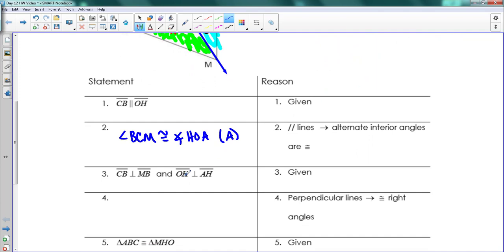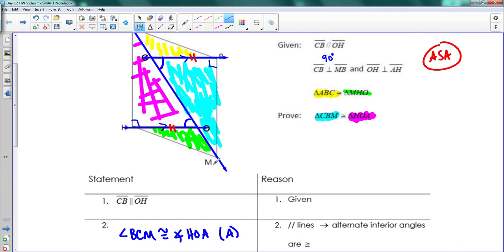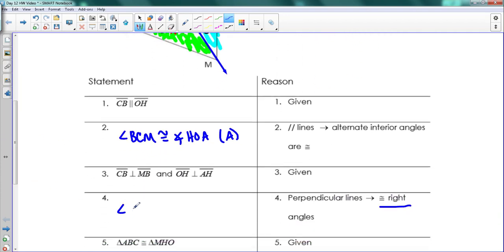Now, I knew that I had those perpendicular lines given, and perpendicular lines form congruent right angles. We must have both of those pieces. So I can now say that angle CBM is congruent to angle OHA. I'm going to put an A there because that's another set of angles that are congruent.